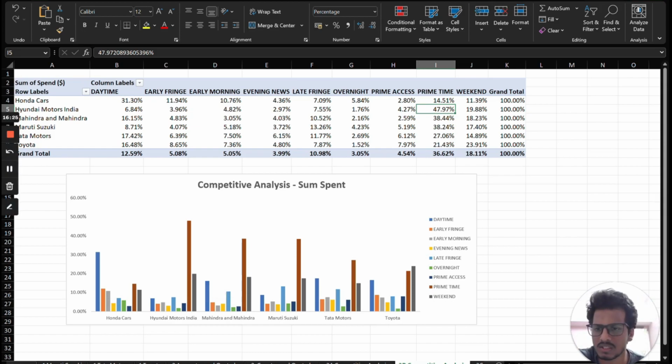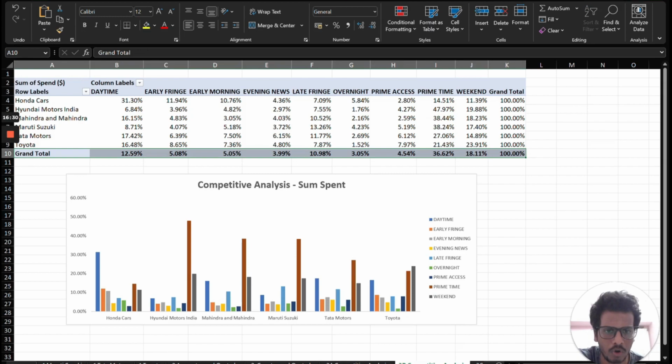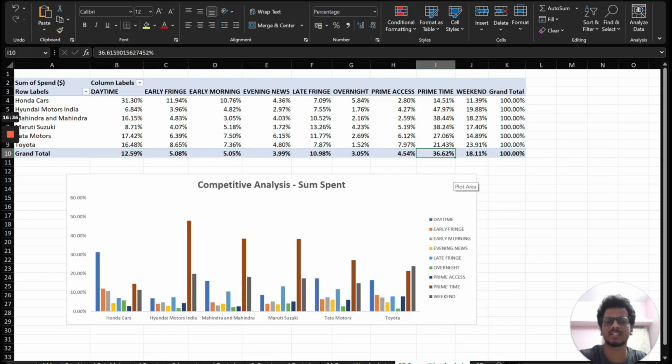Because you can see the exact figure of what I'm talking about. Most of the companies have spent 36.62 percent of their money at the time of prime time, followed by 12% at the daytime, and then followed by 10% in late fringe.